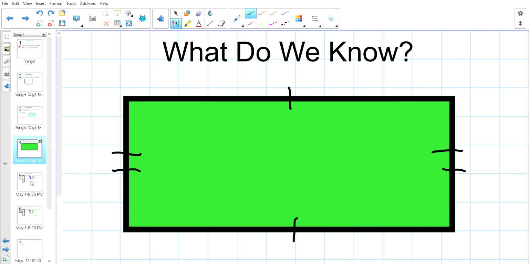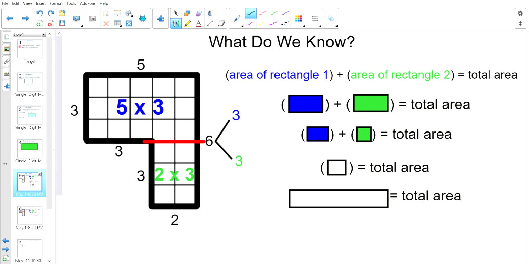Yesterday, you began learning about finding the area of a rectilinear figure. Rectilinear figures are shapes with only right angles, and they can be decomposed or broken down into rectangles. We learned that when we want to find the area of a rectilinear figure, like the rectilinear figure you see here, we have to decompose the figure into rectangles and then add the areas of each of the rectangles together to find the total area of the entire shape.